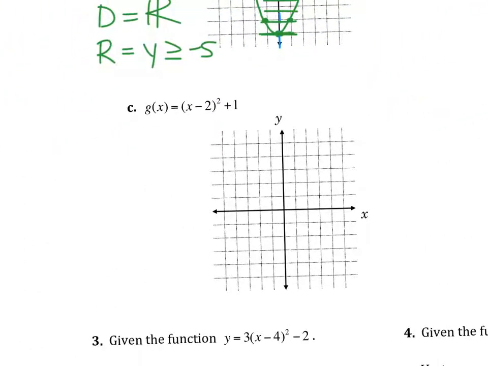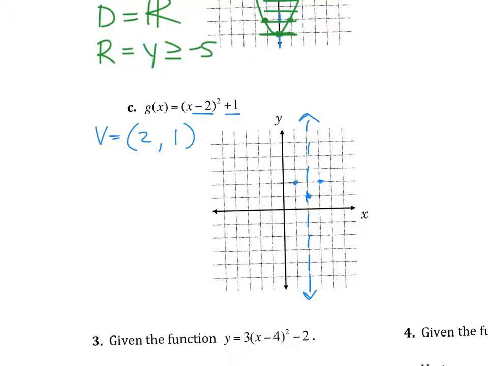This one. Okay, now we're getting a little fancier. What's your vertex? 2, 1. It's the opposite of this one, the same as that one. So your vertex is 2, 1. So you're going to go 2 to the right, 1 up. Okay, that's my vertex. That means my axis of symmetry is right here. Okay, so you can do your next 2 points, right? Up 1 over 1. What's a good point to plug in then?